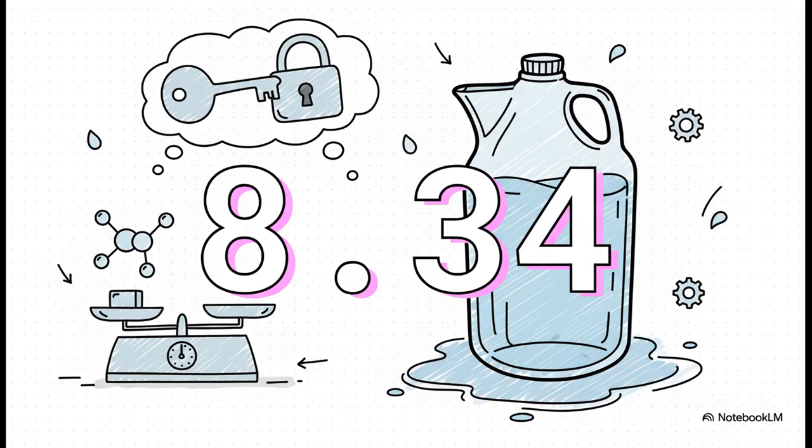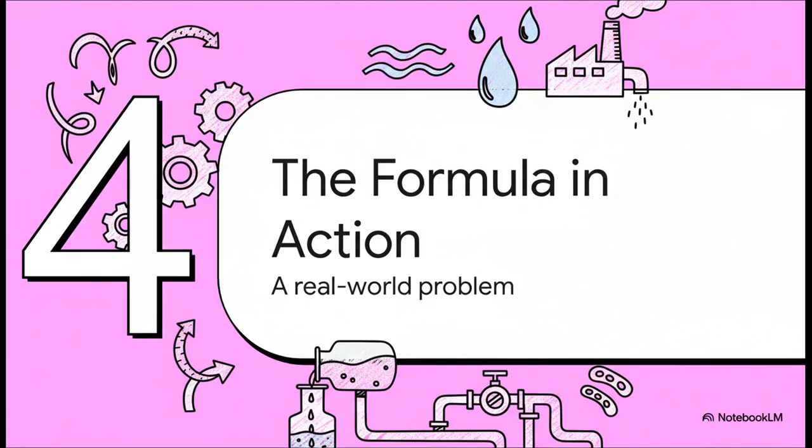So what's the secret behind it? It's actually incredibly simple. 8.34 is just the weight of 1 gallon of water. That's it. 1 gallon weighs 8.34 pounds. This simple physical fact is what allows us to convert everything into a total weight. It's the perfect key for this lock. Okay, enough with the theory. The best way to really get this is to see it work. Let's take a real-world problem from a treatment plant and run the numbers together.